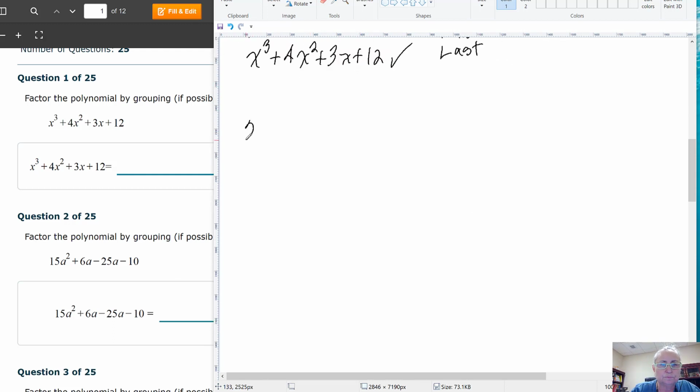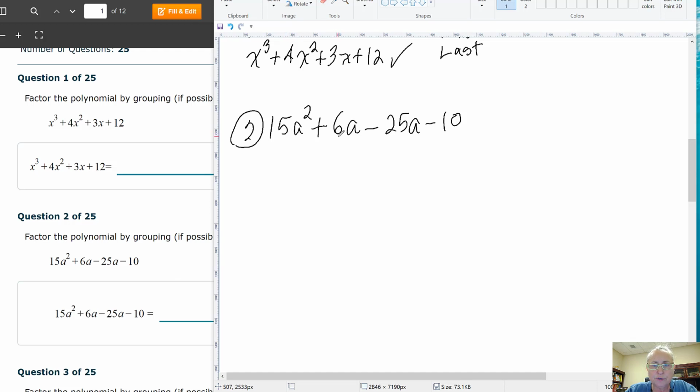Number 2, 15a squared plus 6a minus 25a minus 10. So the first thing I'm going to look for is to see if they all have a common factor. They don't all have an a. And let's see, 15 is divisible by 3, 5, and 15. Of course, 1 will go into all of them, but we're looking for something other than 1.